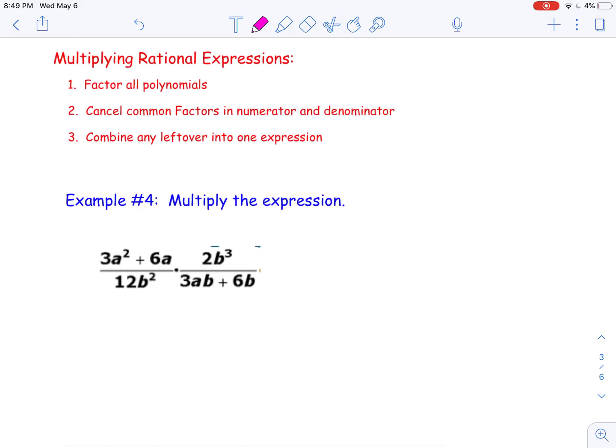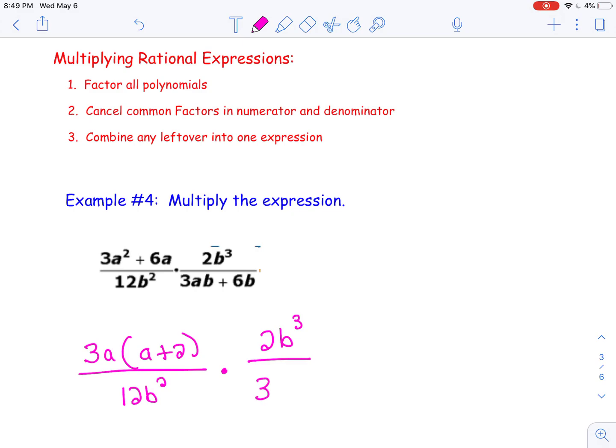Another one here. Just kind of have a bunch of different examples for you to look at. So let's start off by factoring. I can factor the very top. I can factor 3a out of the top. Okay, so here I'm looking at a 3a, so I'm going to get a plus 2. 12b squared, I can't do anything with that. Times 2b cubed, I can't do anything with that. It looks like on the bottom, 3ab plus 6b, I can take out a 3 and I can take out a b. That's going to leave me with a plus 2.